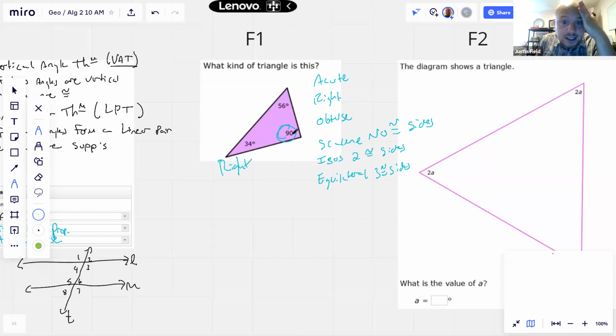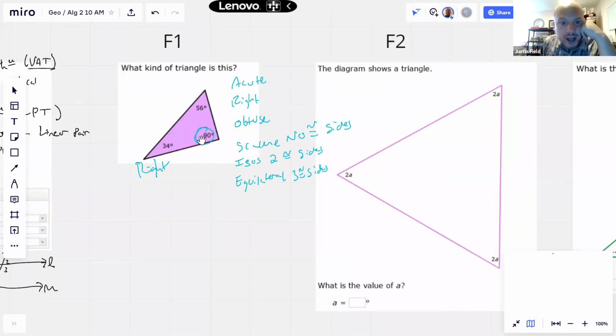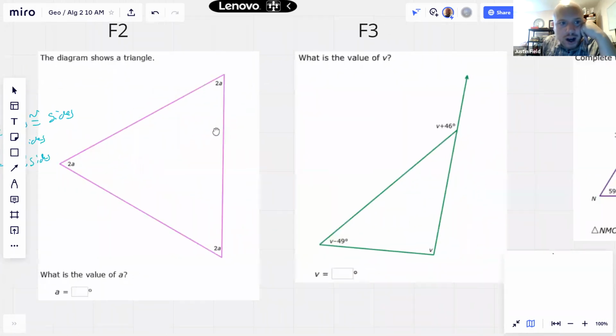If we knew the sides, then we could say what it was. But I actually do know because none of the angles are the same. It's also scalene. But I don't know if it wants you to say that. So we'll say it's a right triangle. All right.